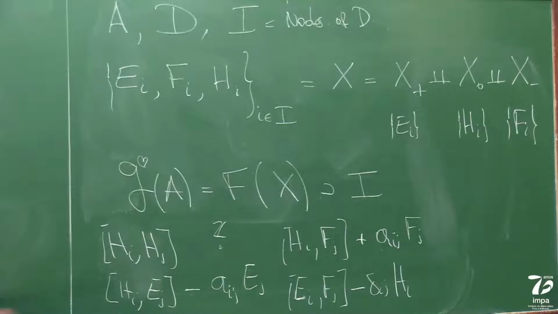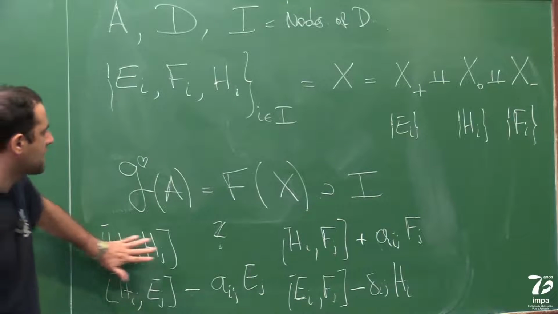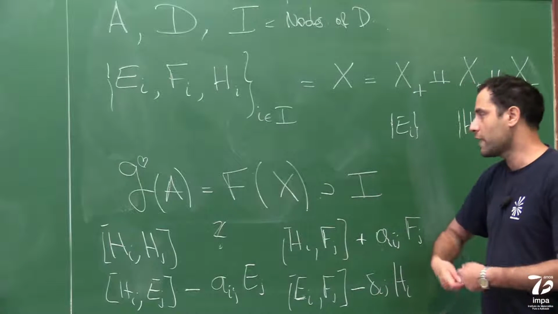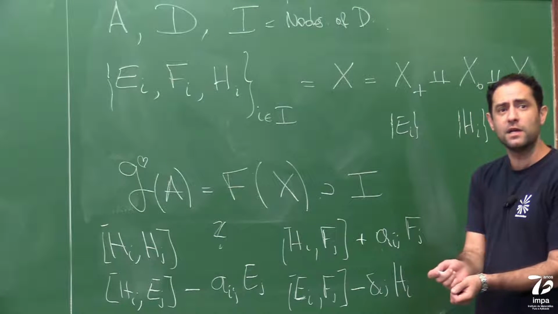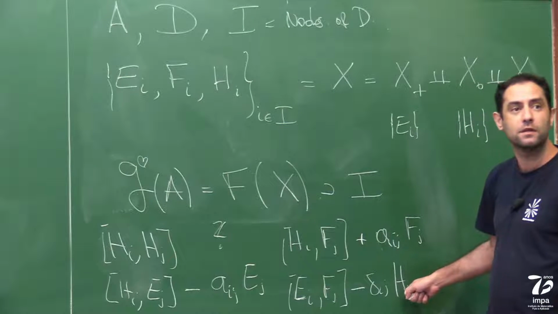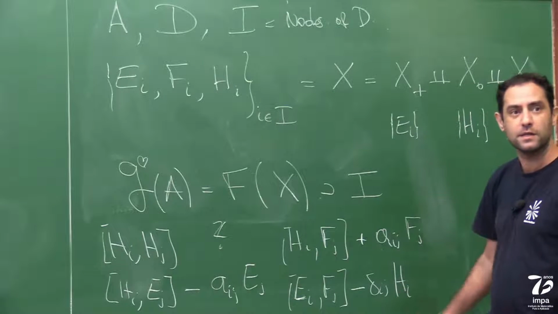No, the ideal is not the set of this. I'm just declaring this is a bunch of elements inside of this Lie algebra. And once I give you a bunch of elements inside of the Lie algebra, you consider the smallest ideal of this Lie algebra that contains these elements. So I is generated by these guys.